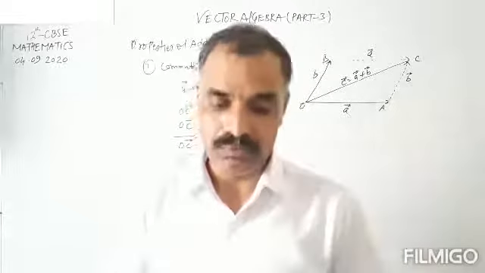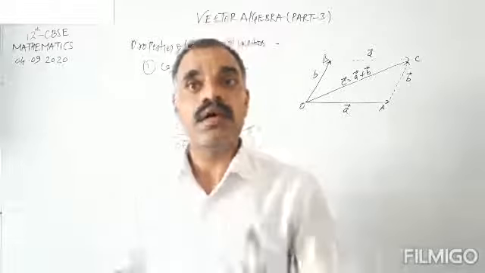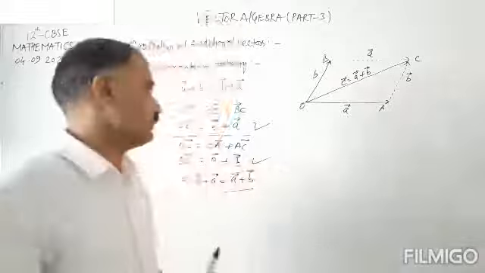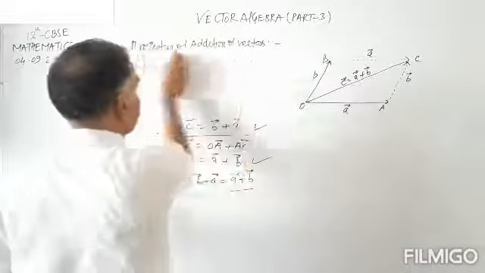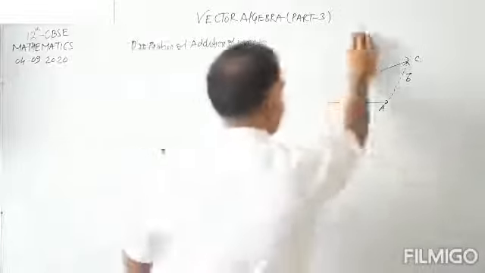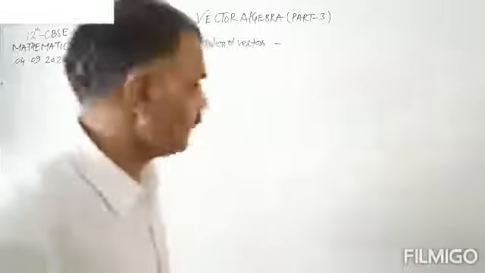Now the next property of addition of vectors is the associative property. Vector addition also follows the associative property.